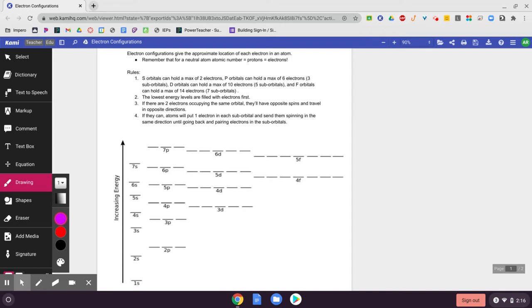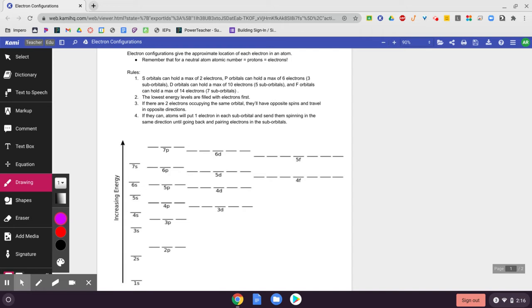We also want to remember that if we're talking about a neutral atom, the atomic number, which equals the number of protons, will also equal the number of electrons. And that'll be important to help us figure out exactly how many electrons we need to be accounting for.